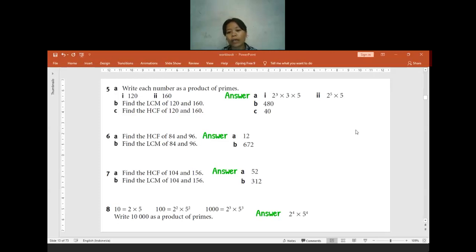Do not stay quiet. So here the product of primes of 120, I got as 2 to the power of 3 times 3 times 5. And the product of primes of 160, I got as 2 to the power of 5 times 5.